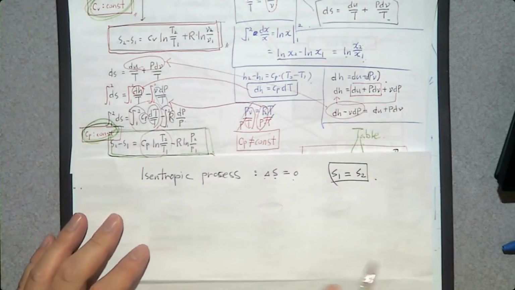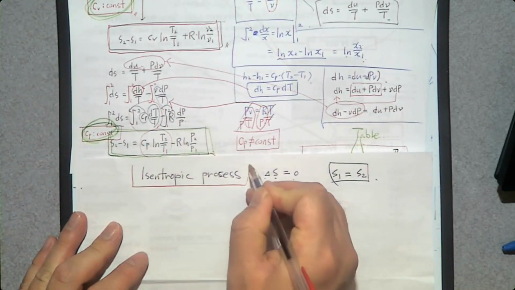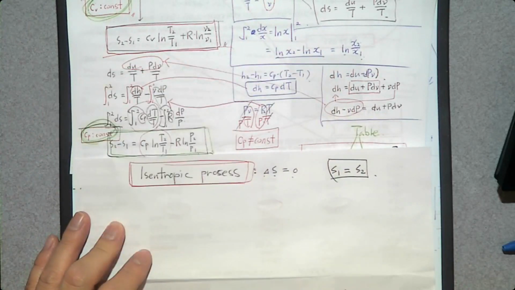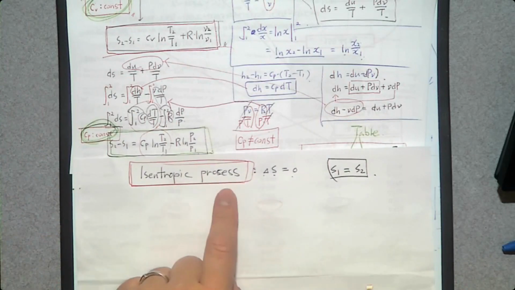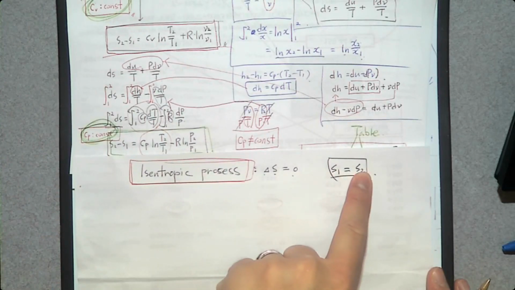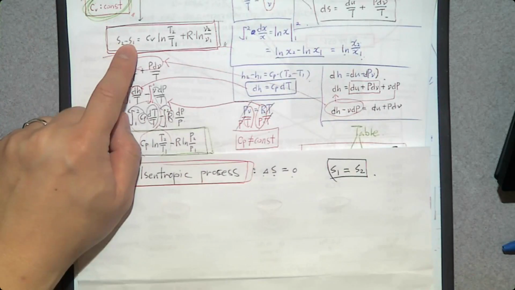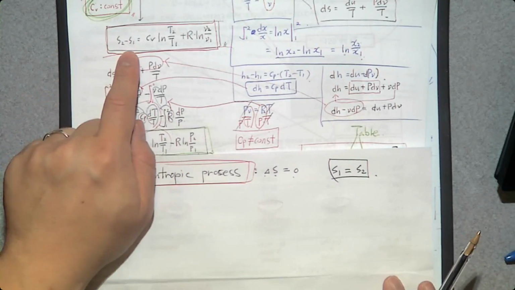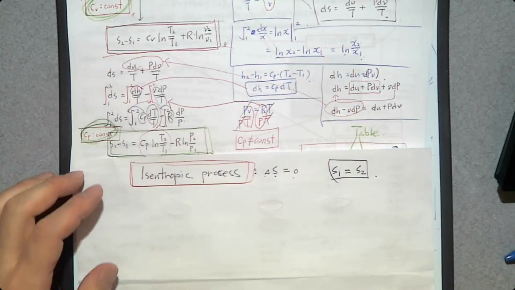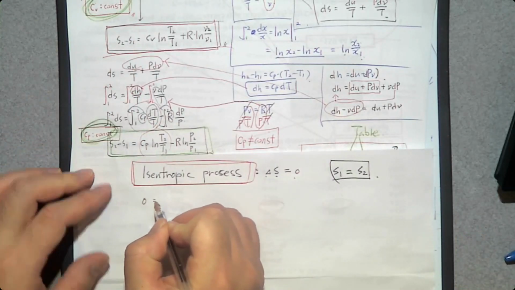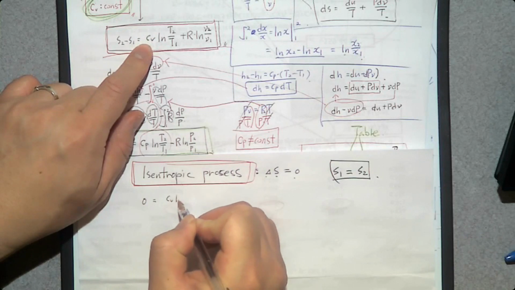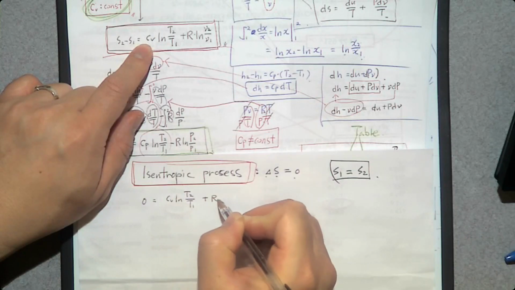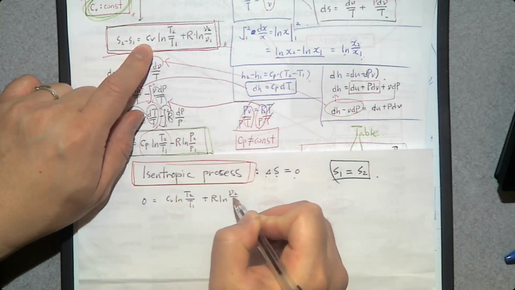I'm going to assume we have an isentropic process. Then how is this equation going to change? If it is an isentropic process, S1 is the same as S2, so S2 minus S1 is zero. The left-hand side of this equation is going to be 0. So 0 is Cv natural log T2 over T1 plus gas constant R natural log V2 over V1.